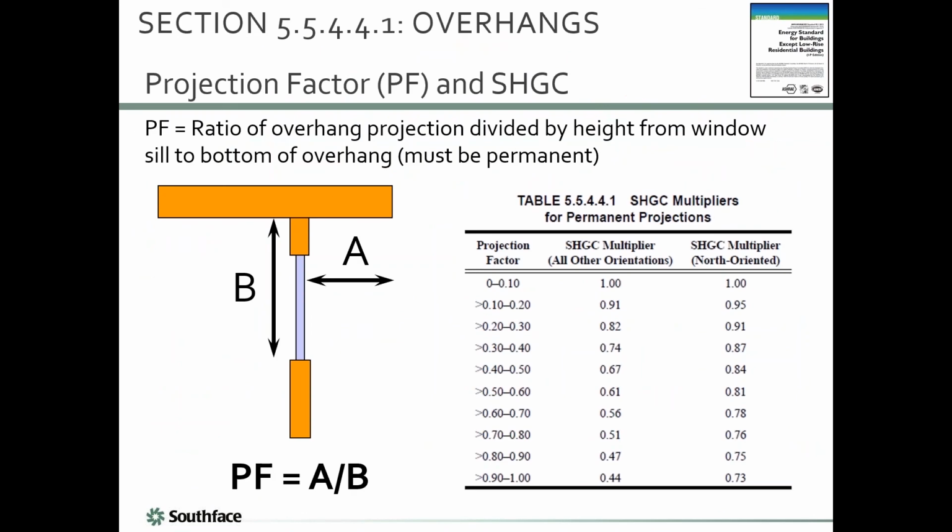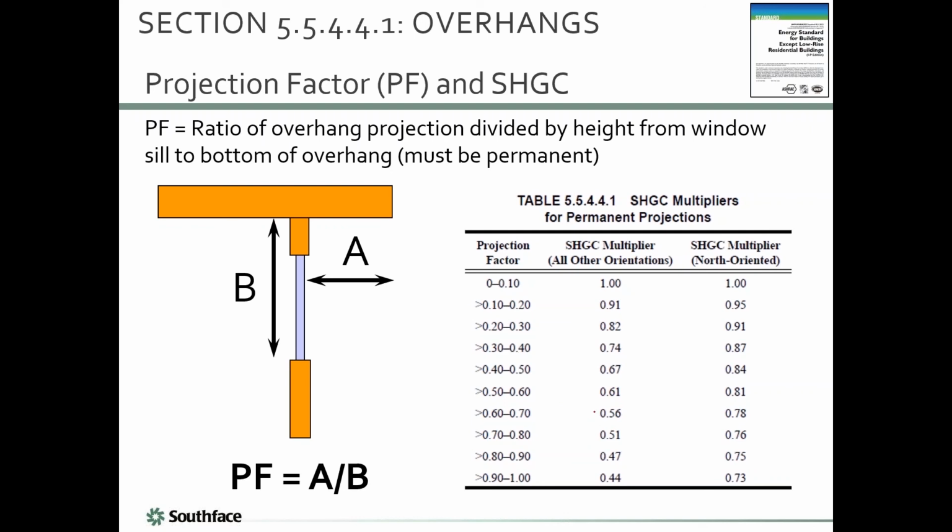This is the chart that gives you credit for overhangs. ASHRAE's chart is very significant. It sort of has 10 different sizes of projection factors. Projection factor is basically the length of the overhang divided by the distance from the bottom of the overhang to the bottom of the glass. So if A is 6 feet and B is 9 feet, the projection factor is 6 over 9, 2/3.